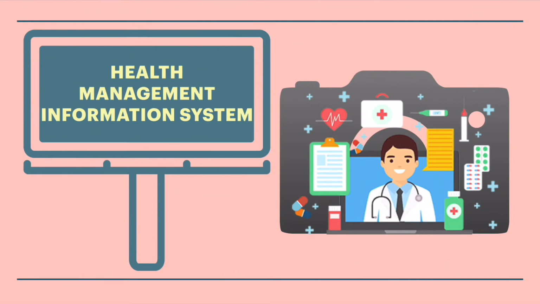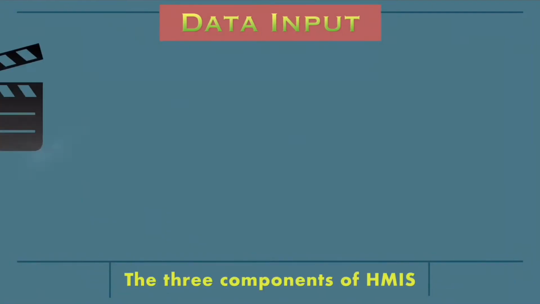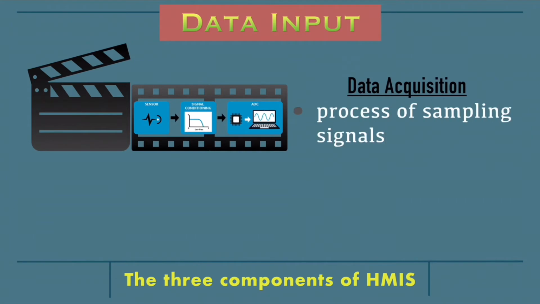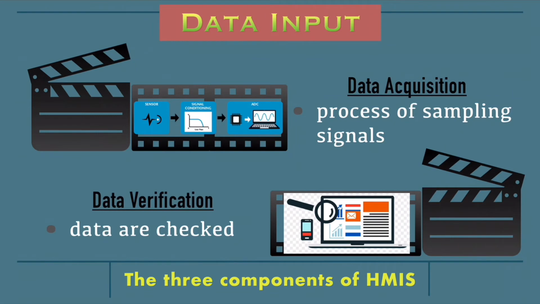There are 3 components of HMIS. First component is data input. It includes data acquisition and data verification. So what is data acquisition? It is the process of sampling signals that measure real-world physical conditions and converting the resulting samples into digital numeric values. Second is data verification. It's a process in which different types of data are checked for accuracy and inconsistencies.